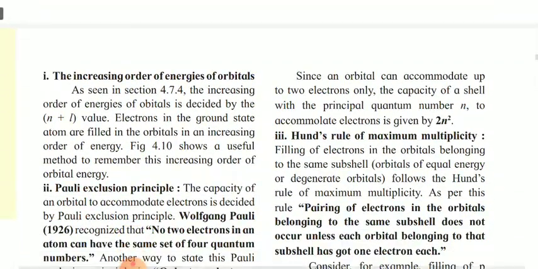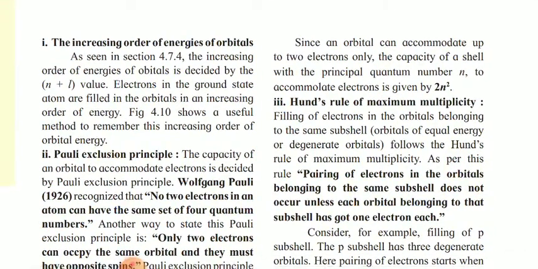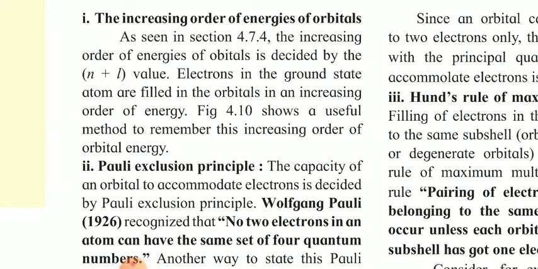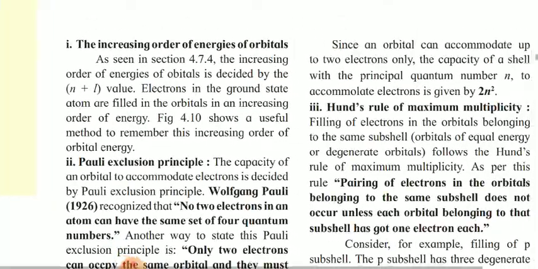Now students, if we look at the increasing order of energy of orbitals, as we saw in the previous section, the increasing order of energies of orbitals is decided by the n plus l value. Therefore the n plus l value is very important. Electrons in a ground state atom are filled in the orbitals in increasing order of energy, which is a useful method to remember this increasing order of orbital energy.